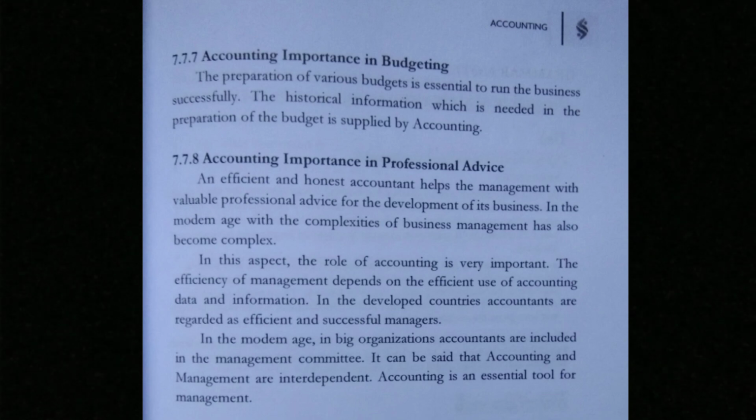In the modern age, with the complexities of business, management has also become complex. In this aspect, the role of accounting is very important. The efficiency of management depends on the efficient use of accounting data and information. In developed countries, accountants are regarded as efficient and successful managers. In big organizations, accountants are included in the management committee. It can be said that accounting and management are interdependent. Accounting is an essential tool for management.